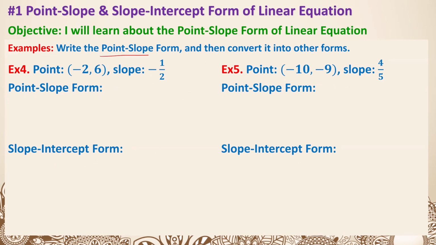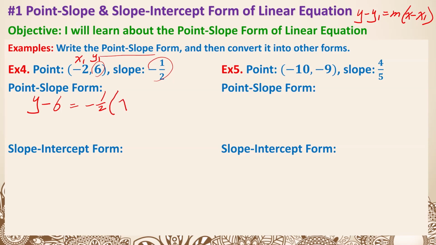We are going to write in point slope form, and then we're going to convert it into other forms. So we are given the slope. Let me write the point slope form on the top. It will look like y minus y1 equals m times x minus x1. Y minus y1, y stays. My y1 is a 6. Whatever point is given is going to be x1, y1. So y minus 6 on the right side, my slope is negative 1/2, and then it's going to be x. My x1 is negative 2, so it's x minus negative 2, which is going to be x plus 2. And that is the form. We don't have to do anything else. That is the point slope form.